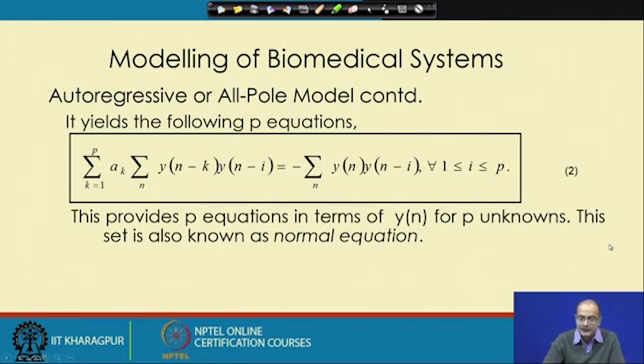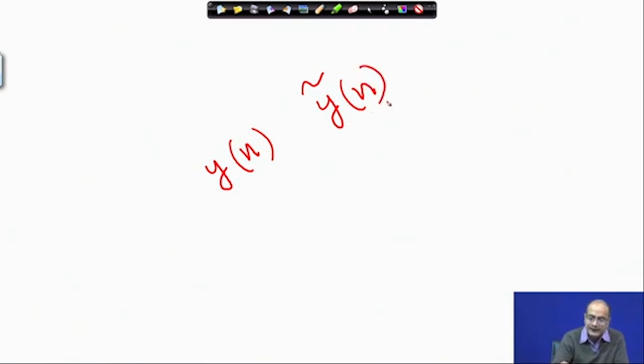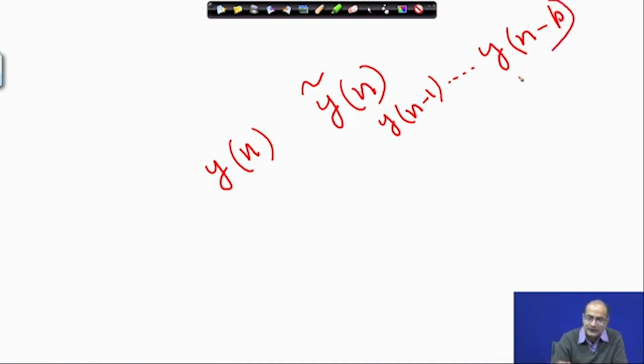Now, this equation is known as the normal equation. That is another interesting point. The reason is, if we look at what we are trying to do, we are trying to get y tilde n, and y tilde n is expressed in terms of y n minus 1 to y n minus p. So it is a linear combination of these past values of the output.